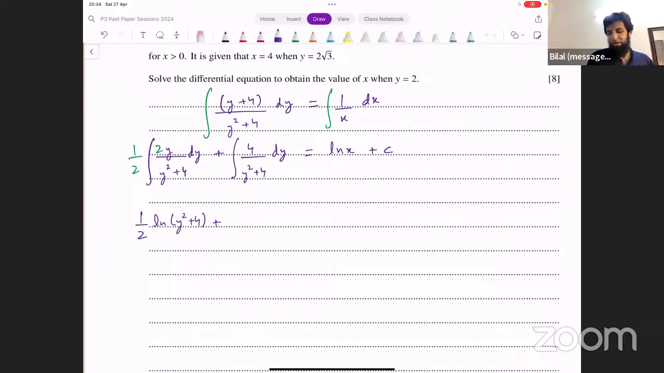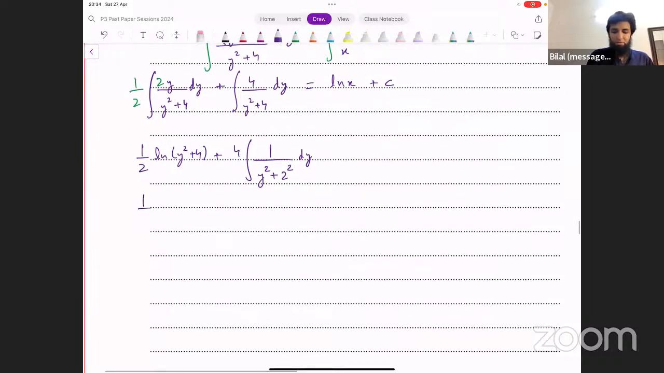What we can do is we can write it like this. Write 4 outside. It's not necessary, but if you want to convert it to exactly that form, you can write it outside and have 1 inside. And in the denominator, you would have y squared plus 2 squared. Okay. And now this becomes, keep writing the right side as it is, ln x plus c. The first integral is already done, y squared plus 4. Now, what about the second one?